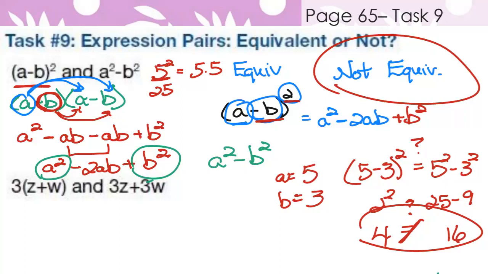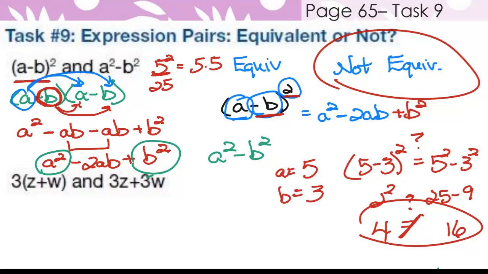Okay. Well, it would be with 4 squared. Would be what? It would be if it was 4 squared equals 16. But it's not. So it's not.